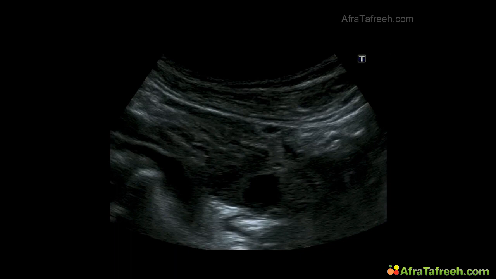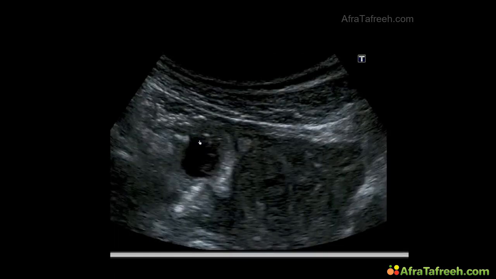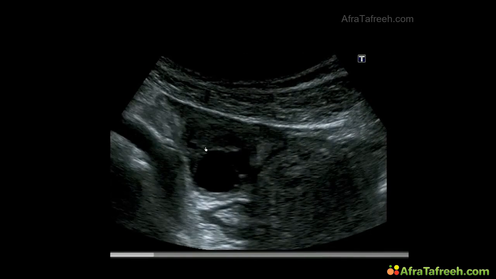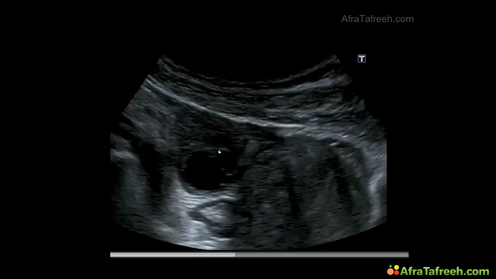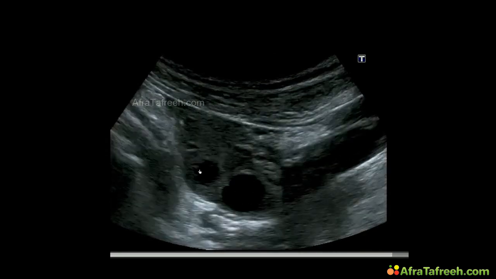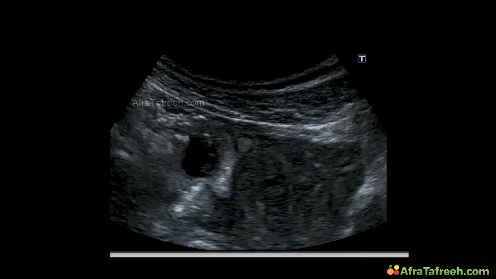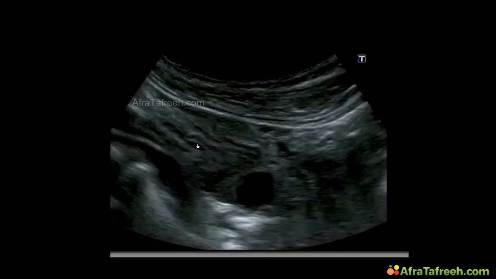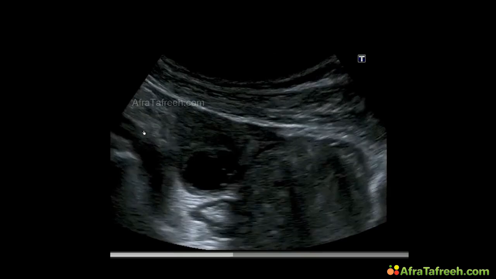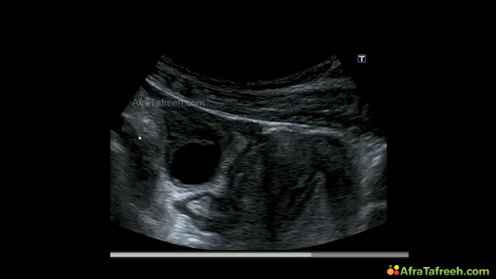Performing transabdominal scans, we need quite good examination conditions for finding the ovaries. So in this case, we can see the ovary over here. We have got a great follicle, size up to 2.5 centimeters. In this area, we are quite near the uterus over here and the iliac vessels on the right side.